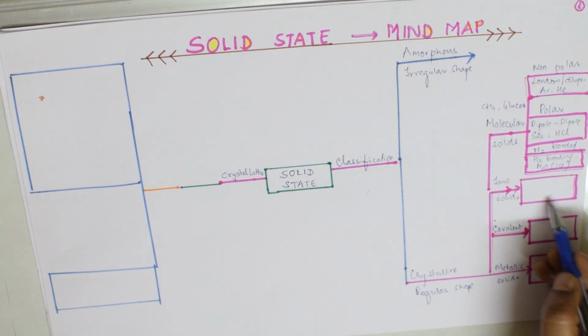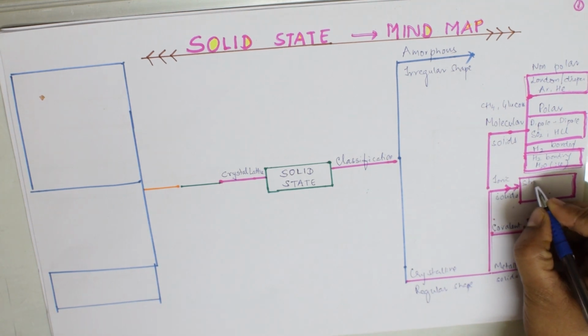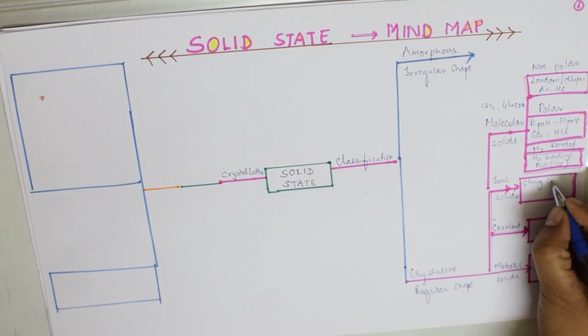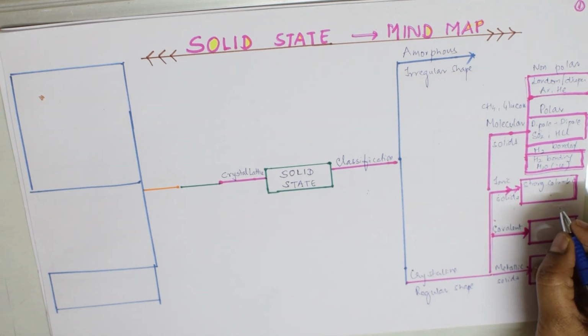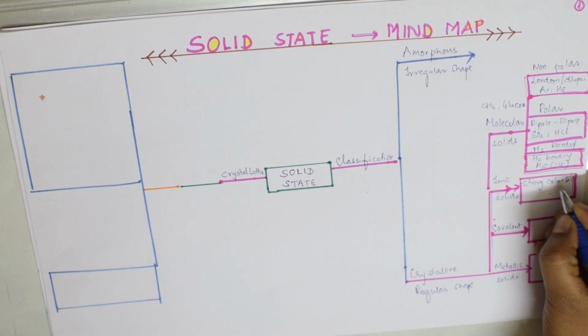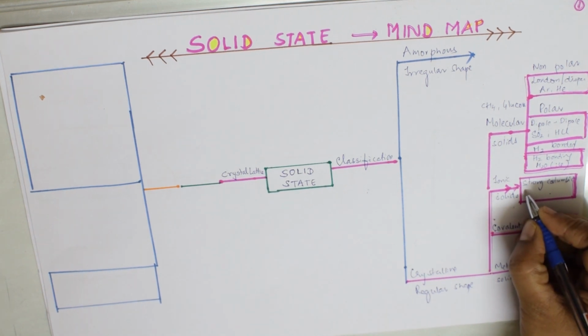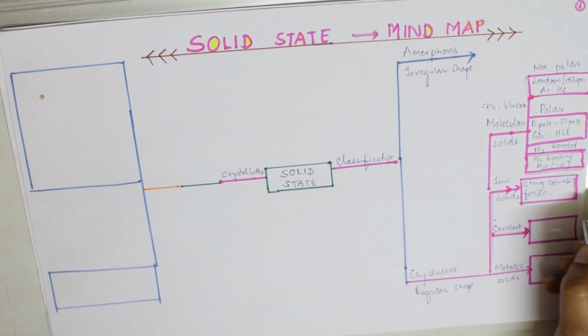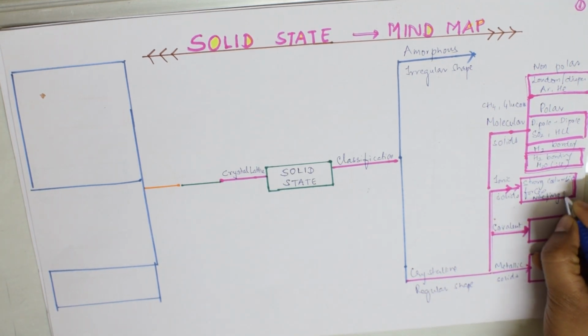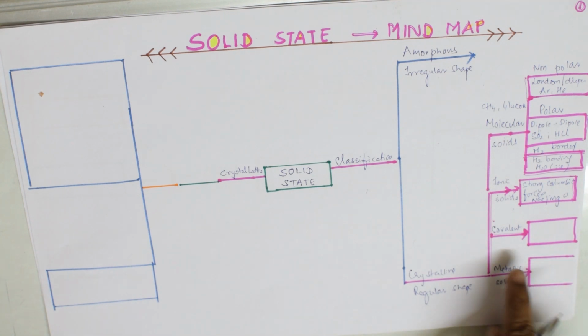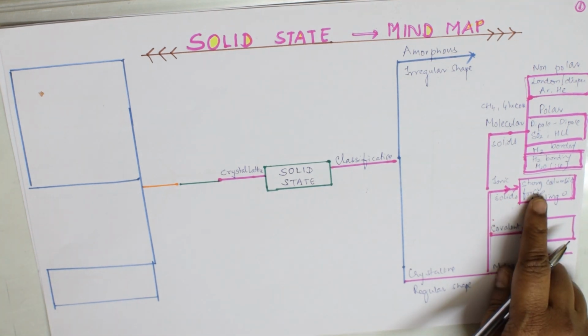So ions are held by what? They are held by strong Coulombic forces. So if I have to take the common examples, NaCl is one example, MgO is one more example. Yes students? Done. So here the ions are held by strong Coulombic forces.